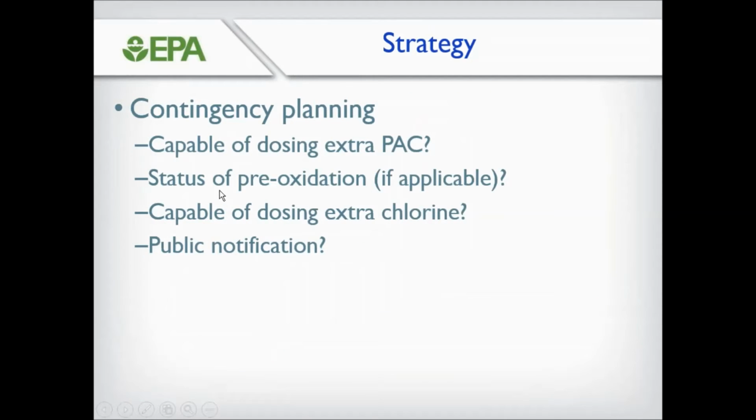And it's also important to do some contingency planning. Am I capable of dosing PAC, or am I capable of dosing extra PAC? What's the status of my pre-oxidation unit operation? Can I dose extra chlorine, and have I thought about notifying the public in case there's an issue?